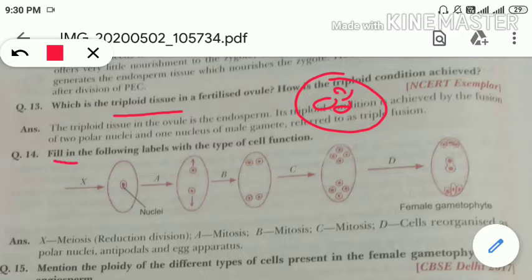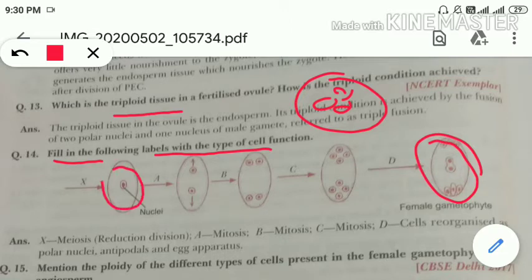Now the next question is, fill in the following labels with the type of cell division. The general thumb rule I have told you many times is that there are only two processes where meiosis takes place, one at the time of microsporogenesis and the other at the time of megasporogenesis. So here, this structure is of the female gametophyte, and this structure is a megaspore.